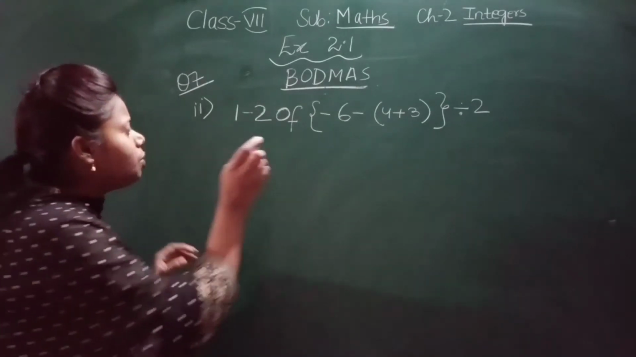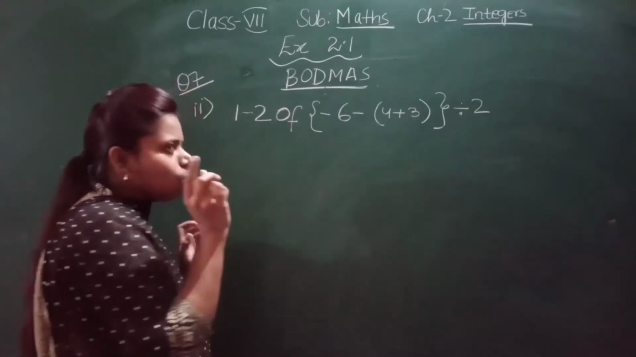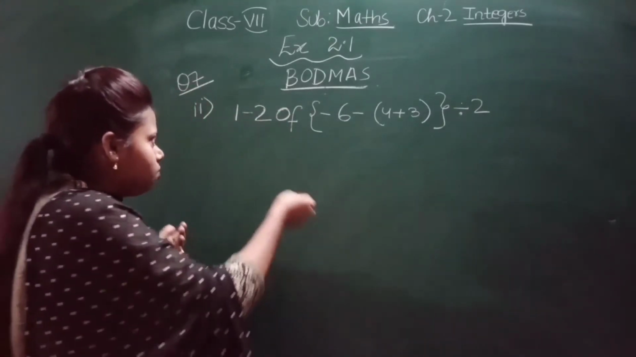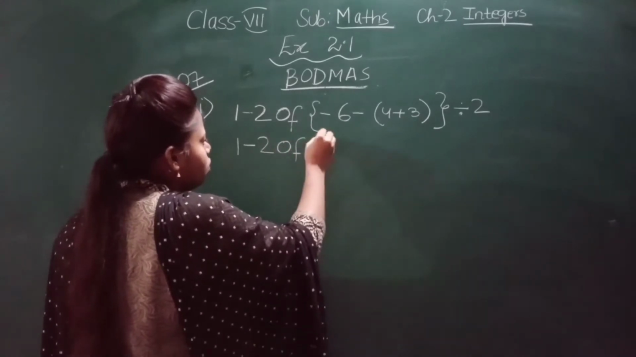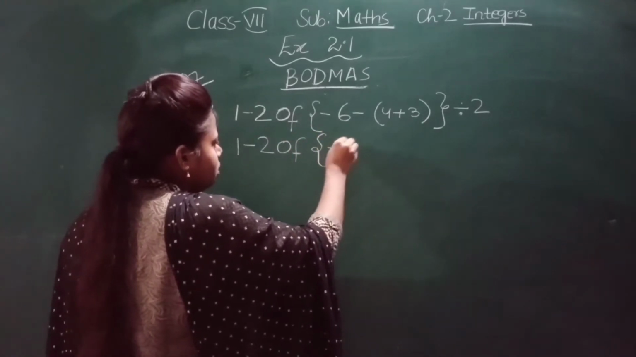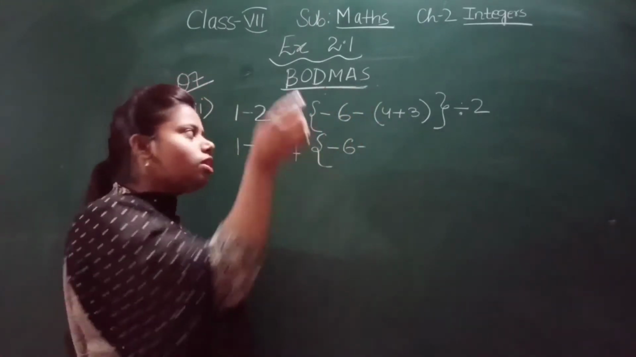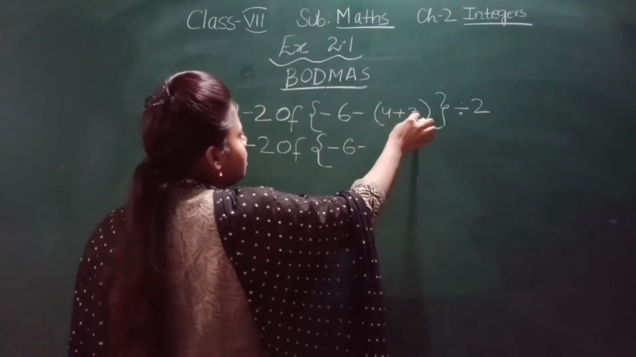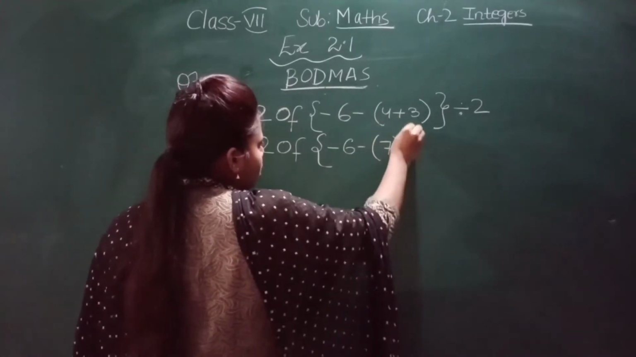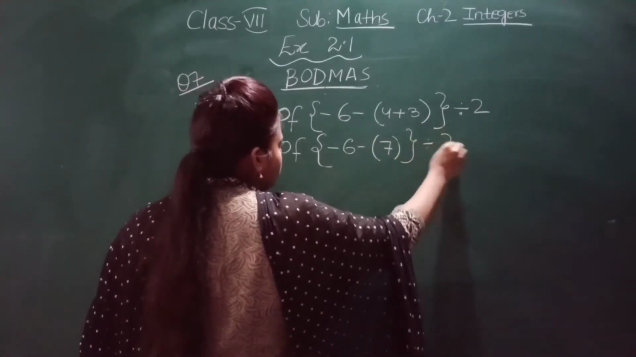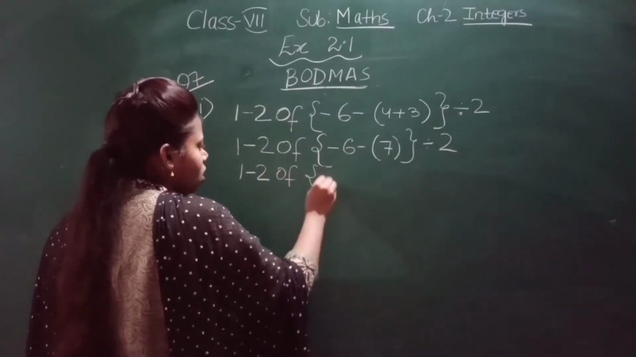You can see here that this is the curly bracket and this is the round bracket. So we have to solve the bracket first. So this is 1 minus 2 of, this is the bracket, 6 minus. Inside this curly bracket one more bracket is there. So first we will solve this bracket. 4 plus 3 is what? 4 plus 3 is 7. Close this, divided by 2. Okay. 1 minus 2 of minus 6.